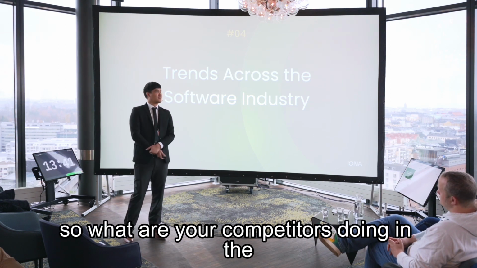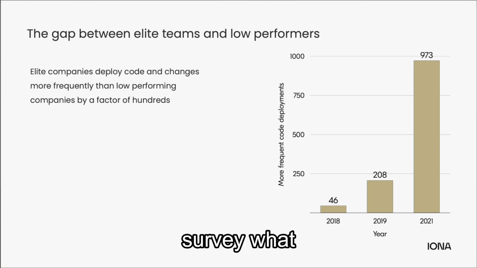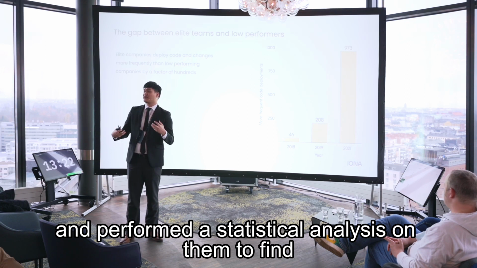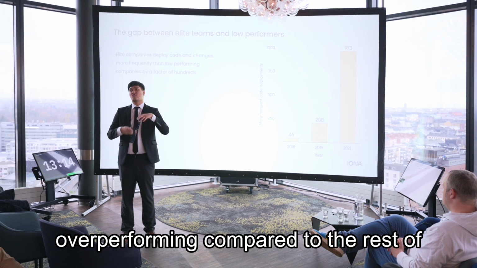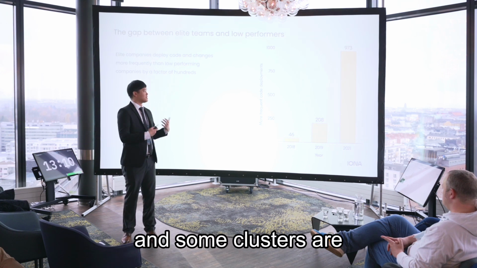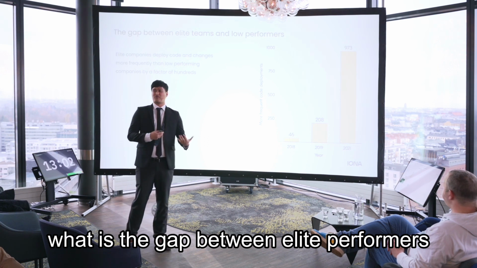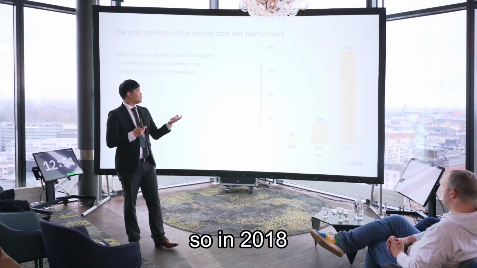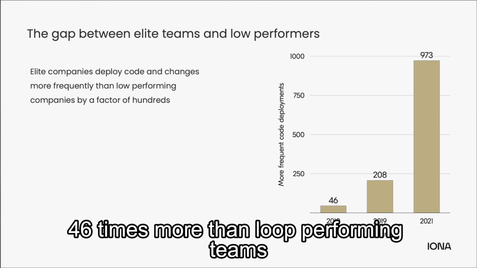So what are your competitors doing? In the Accelerate State of DevOps report, which again is a yearly survey, what Google, or the DORA team, the actual team that performed the study, did is they took these respondents and performed a statistical analysis on them to find clusters according to certain performance metrics. And what they found was certain clusters are always overperforming compared to the rest of the clusters, and some clusters are underperforming relative to their peers. So now you might ask, what is the gap between elite performers, those clusters that overperform, and the low performers, the clusters that underperform?